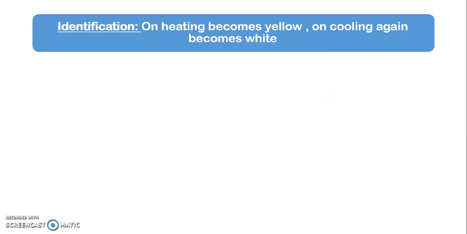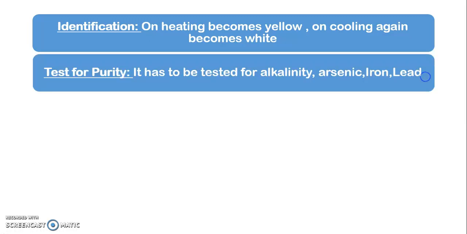Identification tests. To identify the zinc oxide, we need to heat the compound. Upon heating, it becomes yellow. Just on cooling, it becomes white. So with this, we can identify the compound is zinc oxide.